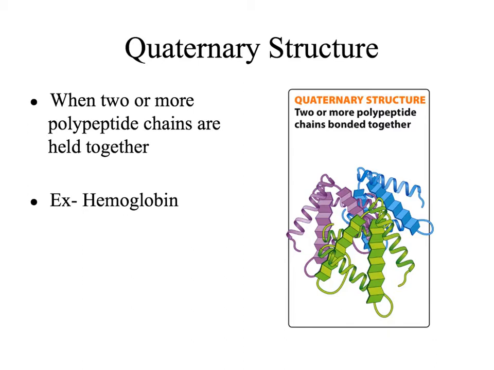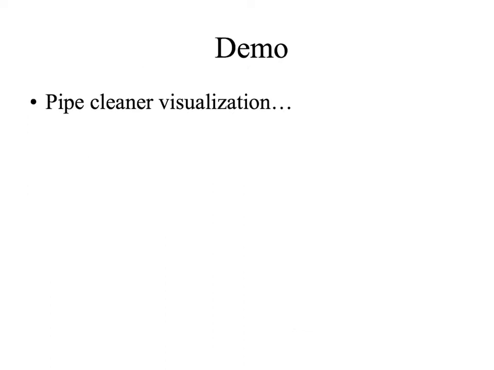Quaternary structure is when 2 or more polypeptide chains are connected together into one functional unit or protein. A good example of this is hemoglobin, the protein that carries oxygen in our blood. Hemoglobin is actually 4 separate subunits, or 4 polypeptide chains that connect together and work in conjunction as one protein. If you haven't done so already, make sure you go back and watch the video with the pipe cleaner visualization of protein structures.